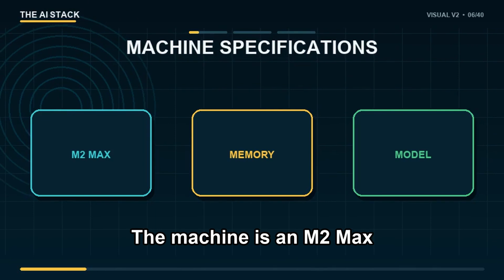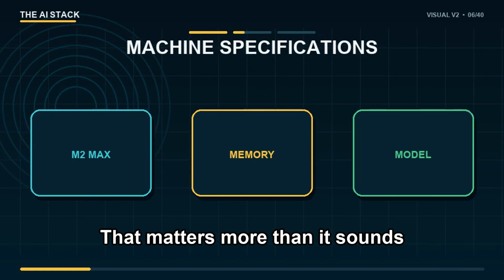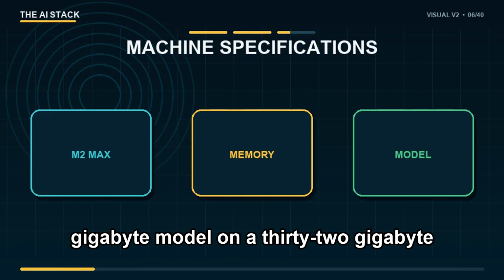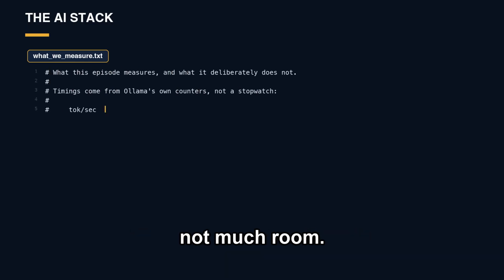The machine is an M2 Max with 32 gigabytes of unified memory. That matters more than it sounds like it does, because a 20 gigabyte model on a 32 gigabyte machine is not comfortable. There is room, but there is not much room.